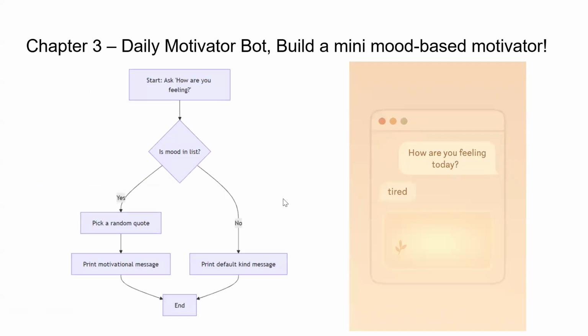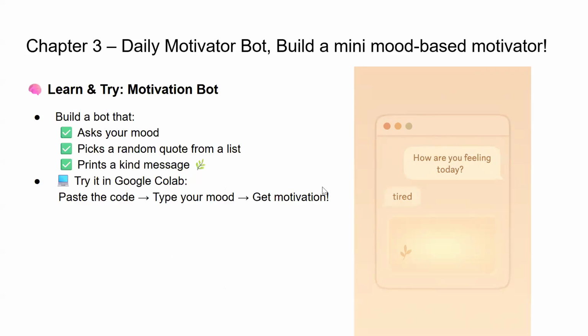If you look at it from the flowchart perspective, how to build it: we ask how you're feeling. There would be two questions, right? Is the mood in the list or not? Yes or no? If it is not, we just have a kind default message. If it is yes, then we randomly pick a quote and print that one. And that's basically the end of it, a question-answer bot.